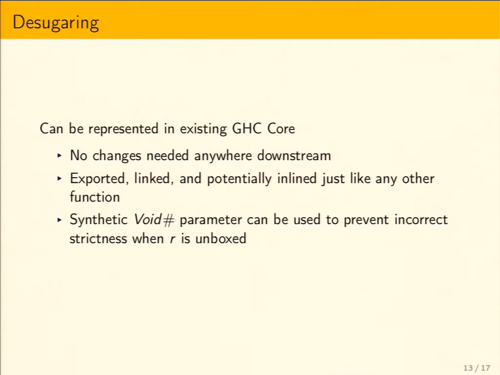We attach unfoldings. GHC has this concept of unfoldings, which basically means that in the interface file, you can also get the definition of the function. So we attach that to these matchers. So the GHC optimizer can decide to inline these, in which case it becomes completely free from an operational standpoint to use the pattern synonyms. So that's nice.